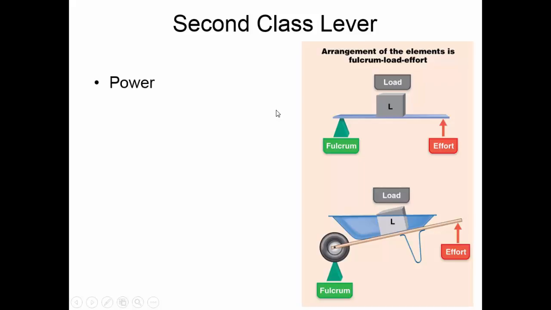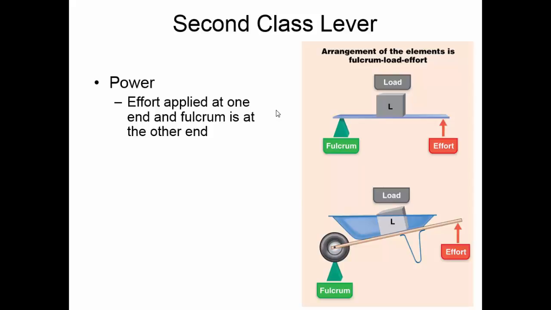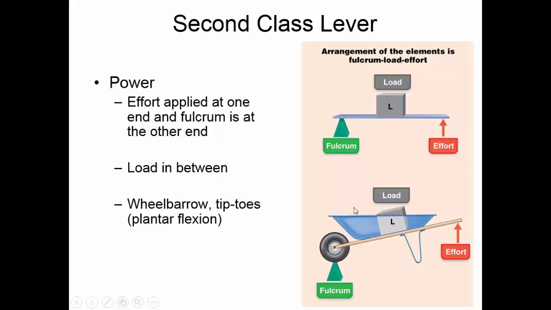Second class levers are power levers. Here effort is applied at one end and the fulcrum is at the other end. So the load is in the middle. Wheelbarrow is an example of this. Your effort is at the handles, the load is in the wheelbarrow, and your fulcrum is down here at the wheel of the wheelbarrow.